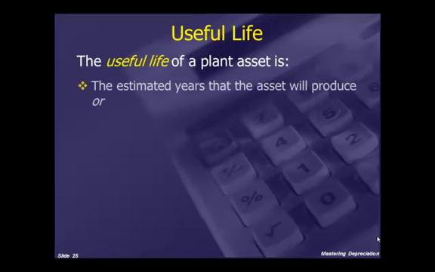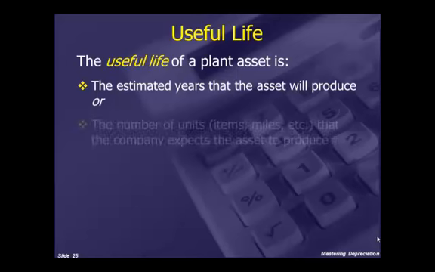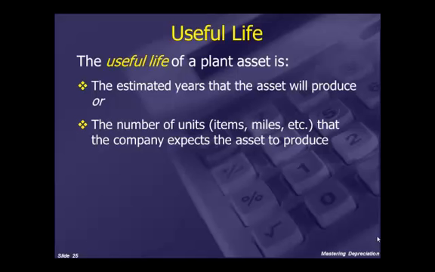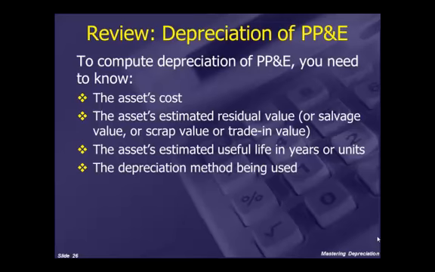Now, the useful life of a plant asset is the estimated years that the asset will produce, or the number of units that the company expects the asset to produce. And the number of units refers to the number of items produced, the number of miles driven. It is something that can be quantified. Once again, here's the review.